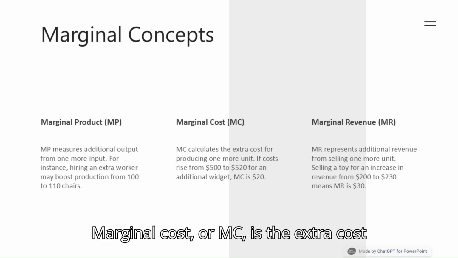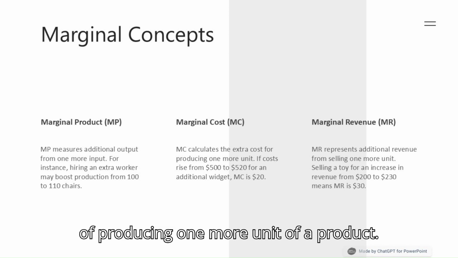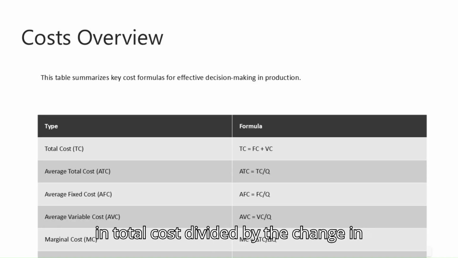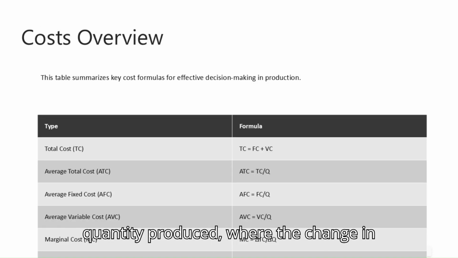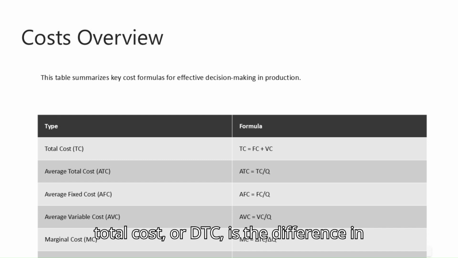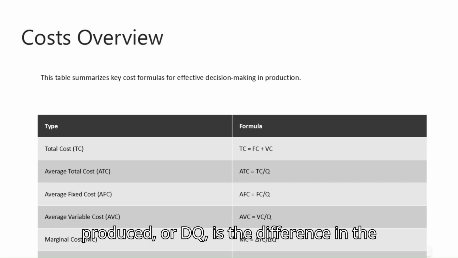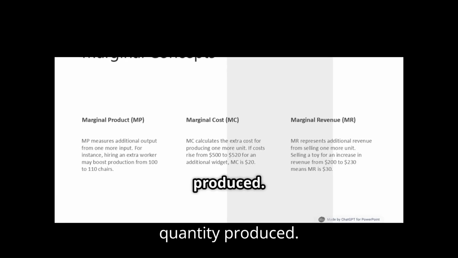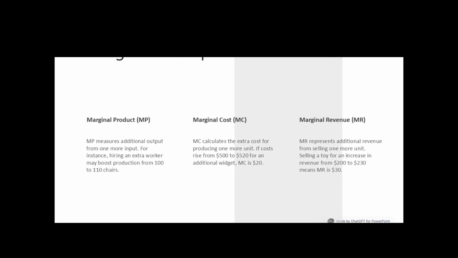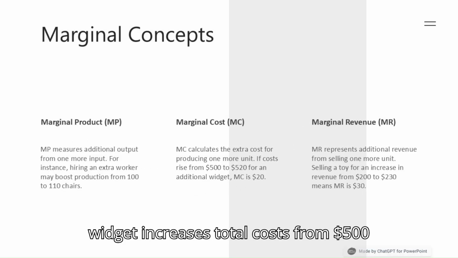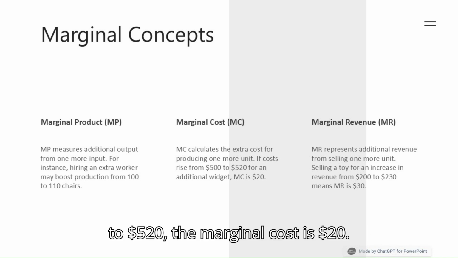Marginal cost, or MC, is the extra cost of producing one more unit of a product. So, the formula is MC equals the change in total cost divided by the change in quantity produced, where the change in total cost, or DTC, is the difference in total cost, and the change in quantity produced, or DQ, is the difference in the quantity produced. For example, if producing an additional widget increases total costs from $500 to $520, the marginal cost is $20.